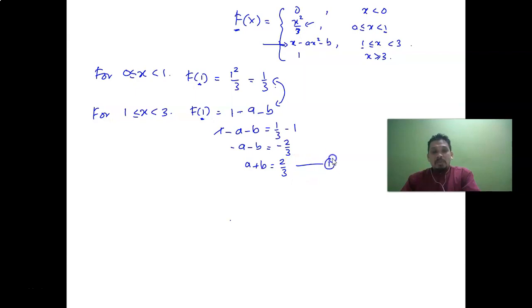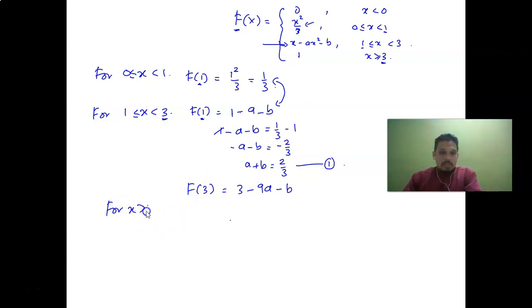We put this as equation 1. With the same function, we look at the value of x equal to 3. F(3) equals 3 minus a times 3 squared, which is 9a, minus b. And for x greater than or equal to 3, it is equal to 1.